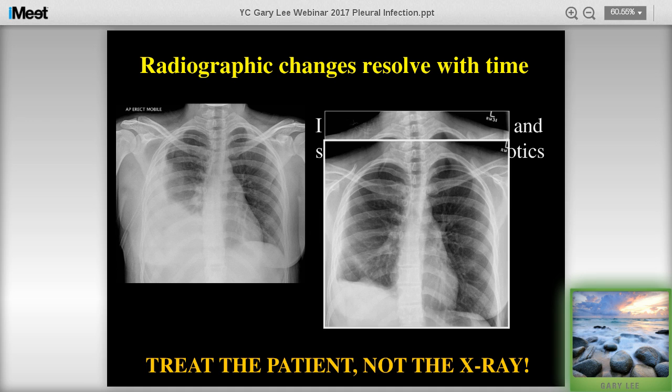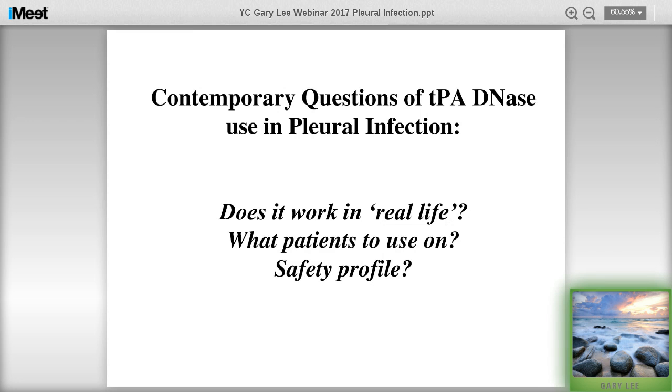So remember to treat the patients, don't treat the X-rays. I remember Richard Light always teaches me that if the radiologist or the surgeon is not happy with the residual collection on the X-ray, put another chest tube on the radiologist or the surgeons, but the patient doesn't need it.